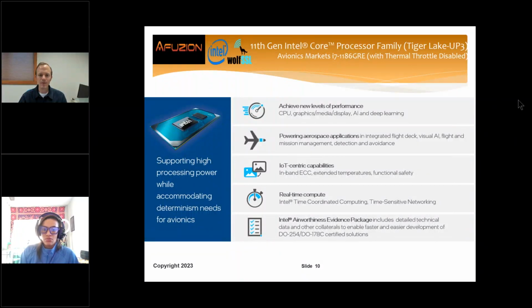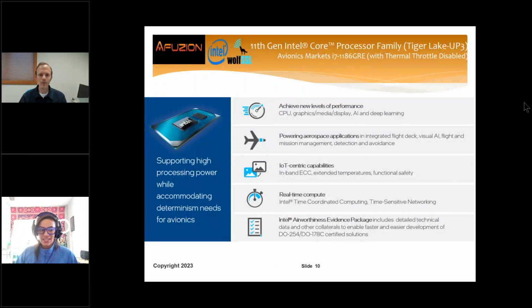We also offer an AMC 20-193 guide, which provides guidance on how to configure the parts to further limit interference between cores. And I would just like to point out that the AEP package, the Airworthiness Evidence Package, is a foundation on which a complete end-to-end certifiable system can be built. This enables you to build your certification packages on the full software stack, which all layer up to provide the foundation for your applications. And again, we do offer this for the 1186 GRE, as we created this part with our avionics customers in mind.